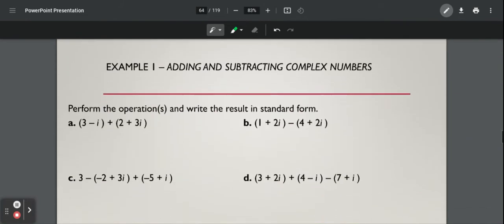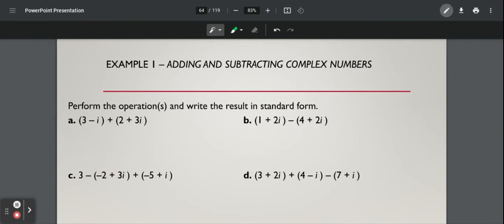So if we practice adding and subtracting complex numbers, for part a, if we want to add them together, we're going to add the real parts. So 3 plus 2 is 5, and then -i plus 3i is positive 2i. If we go to part b, we have 1 minus 4. We might want to write this as 1 plus 2i, distribute the negative. So then we have -4 minus 2i when that negative is distributed. So we get -3 plus 0i.